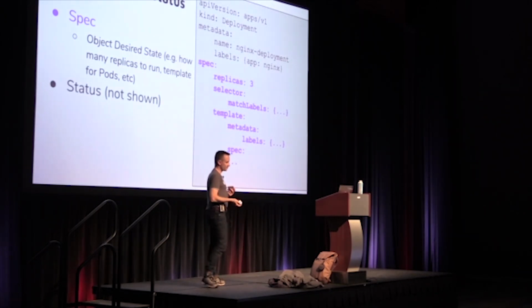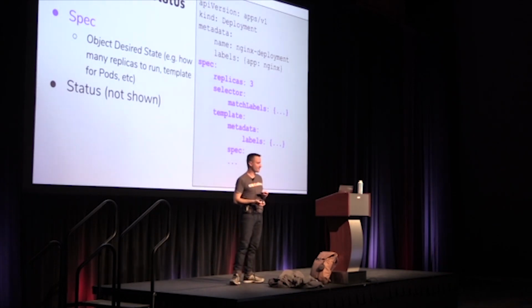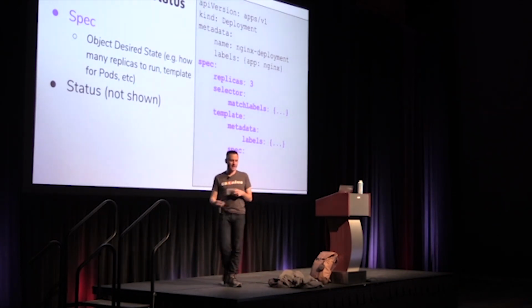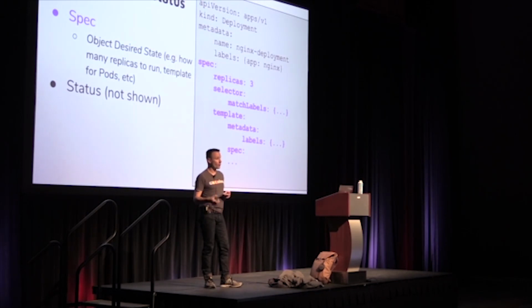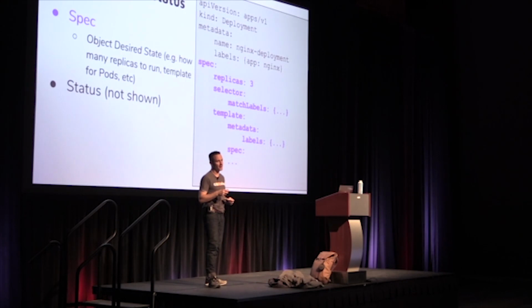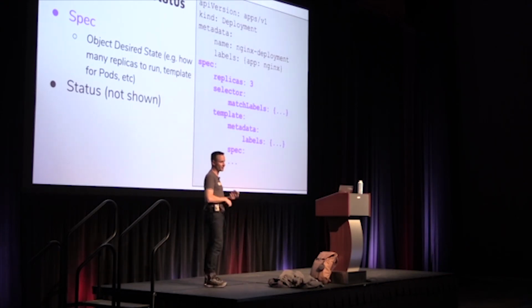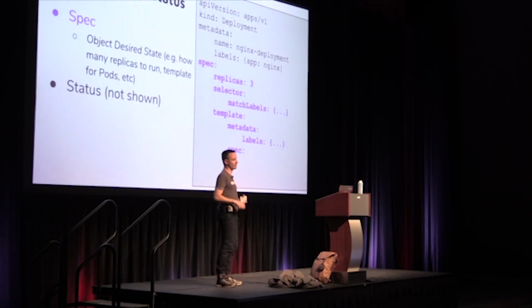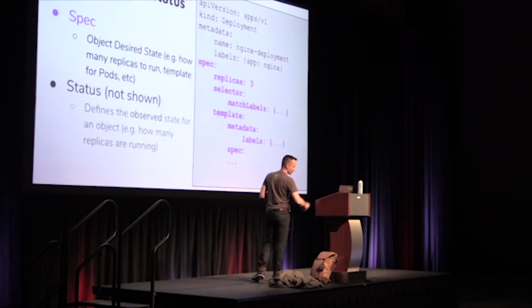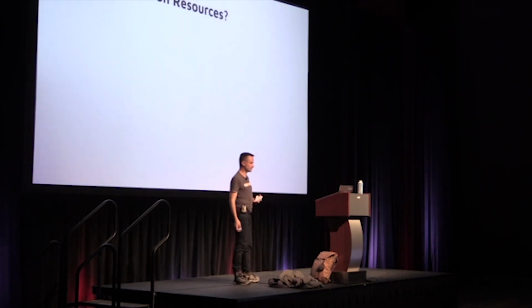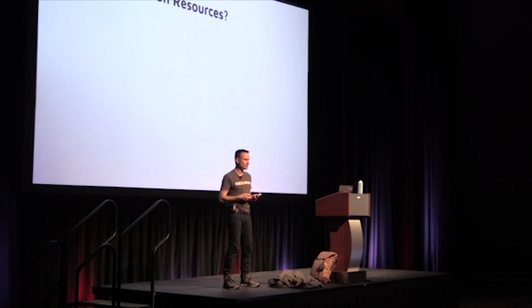In addition to that, most objects have a status. And what the status has is what the current state of the system is. So if you have 3 replicas, what you probably want to know also is how many of those replicas are running or at the most recent version or these sorts of things, or being started. And so the status is where the controller communicates back to the user or other parts of the system the current state of the object. Are there any questions on resources?